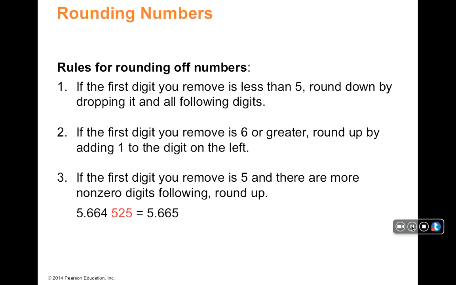And then the last here, if the first digit you remove is 5 and there are more non-zero digits following, you round up as well. So I think I misspoke here. I think number 2 is if it's 6 or greater, you round up by adding 1. If it's 5, then you look next to that to see whether you round up.